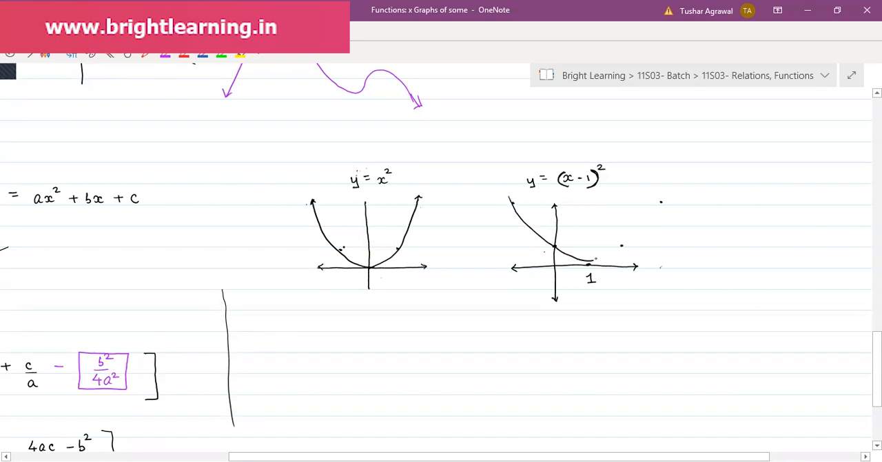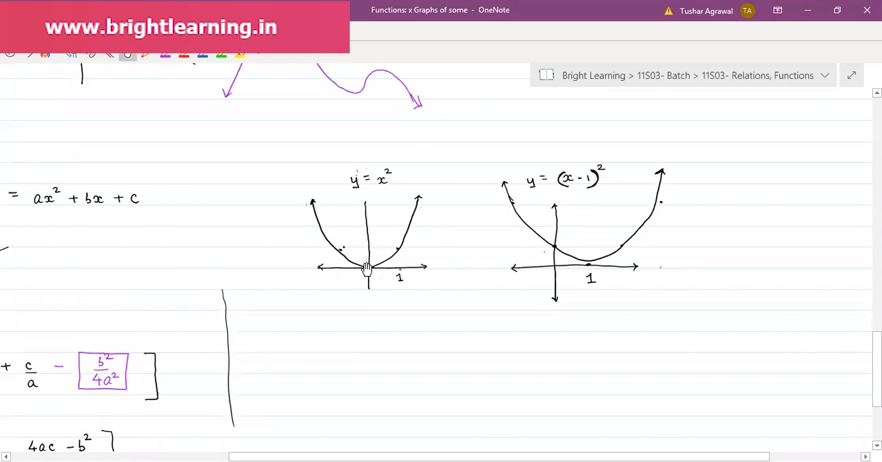The graph is something like this. So my claim, sir, is that the graphs of x square and x minus 1 complete square are exactly the same, just shifted 1 unit to the right. If you are dealing with centimeters, you just pick up this U and shift it to the right by 1 centimeter.